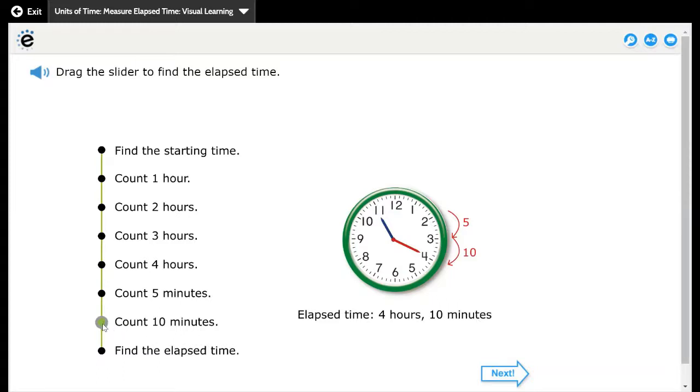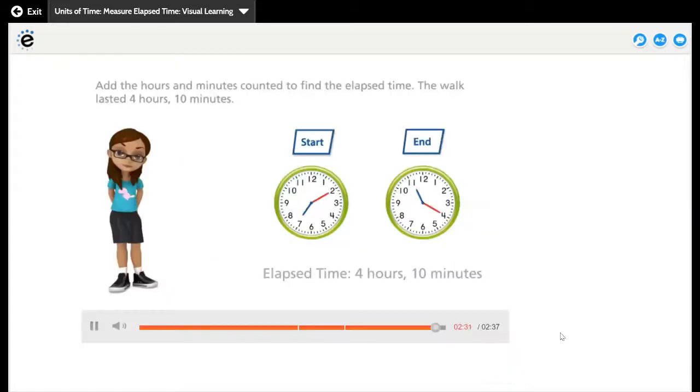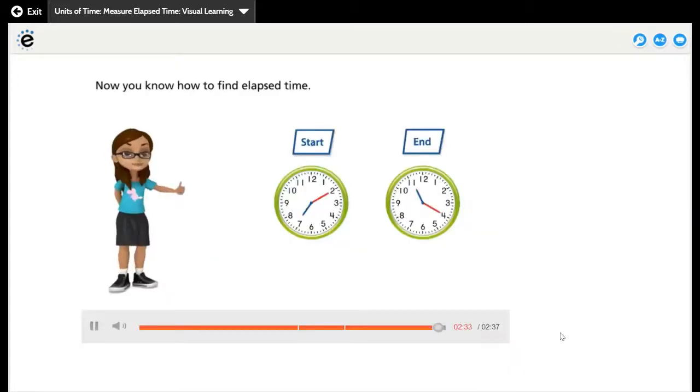Find the elapsed time, the last step. Here, this is the starting time, 7:10. The ending time, 11:20. So the elapsed time is 4 hours, 10 minutes. Now you know how to find elapsed time.